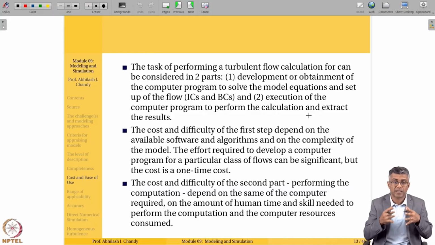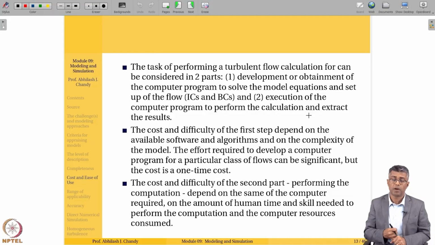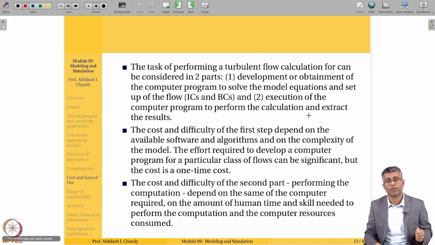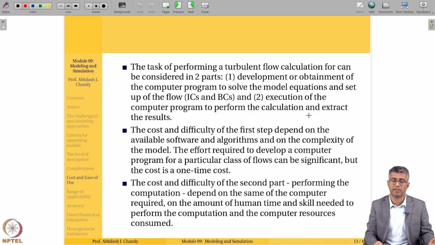So there is a cost and an effort associated with obtaining a code. Developing a code from scratch sure has its own efforts, but even obtaining the right code appropriate for the problem that you're solving is also a task. Obtainment of a computer program to solve the model equations and set up the flow boundary conditions is a task in itself. That's the first part. The second part is, once you develop or obtain the code, the execution of the computer program to perform the calculation and extract the results.